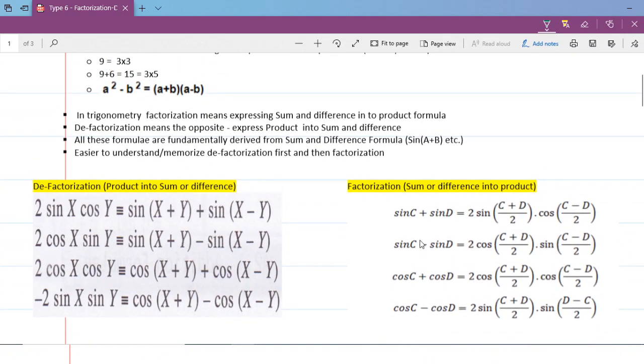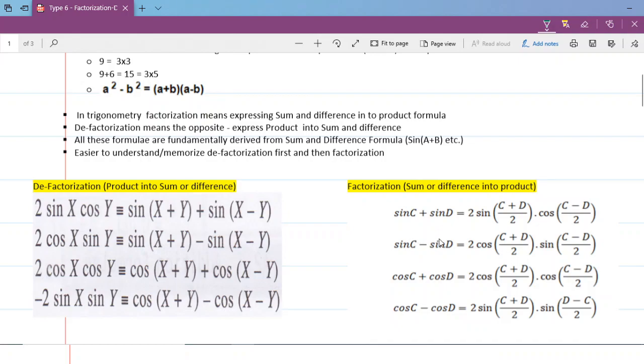So that's the definition of factorization and defactorization, and it's interesting that it's easier to understand the defactorization first and then the factorization because of the way the formulas are structured. If you come here, you will see sine C plus sine D and all the C plus D by 2, and you might say, wow, where is it coming from? But on the left hand side, the defactorization side, it looks simple to understand. So let's understand the left hand side, defactorization, first, and based on that we can understand the factorization.